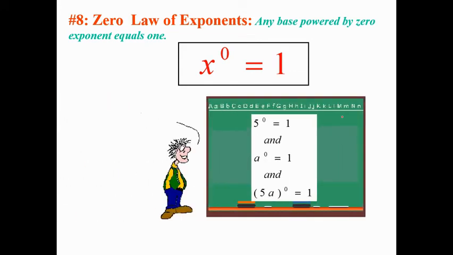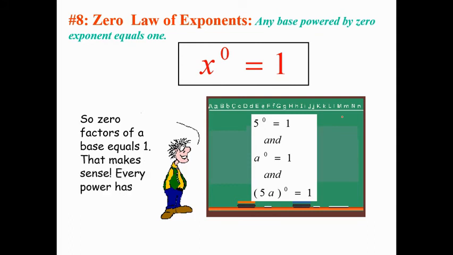Here are some examples. So 5 to the 0 equals 1, a to the 0 equals 1, and if you have 5 times a in parentheses to the 0, it too equals 1. So 0 factors of a base equals 1, and that makes sense. Every power has a coefficient of 1.